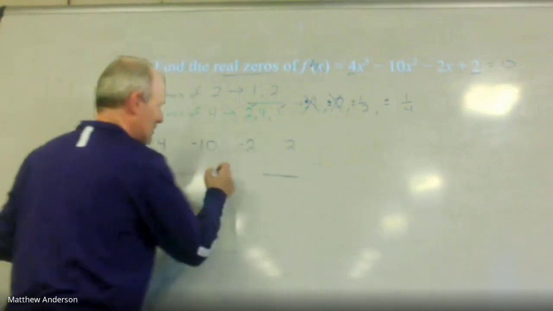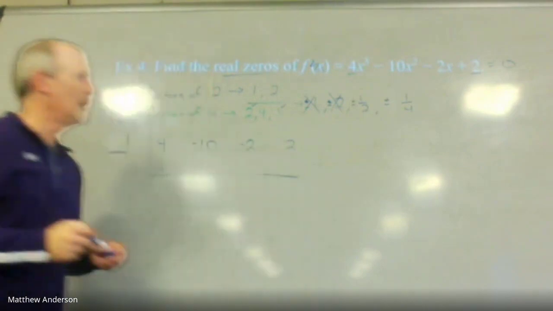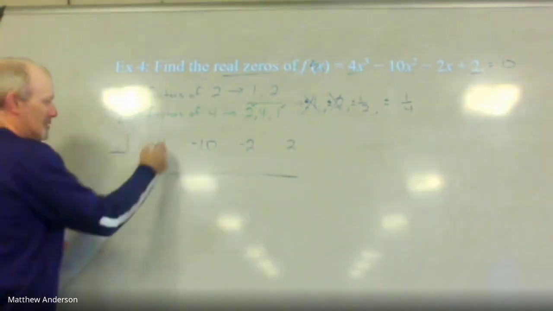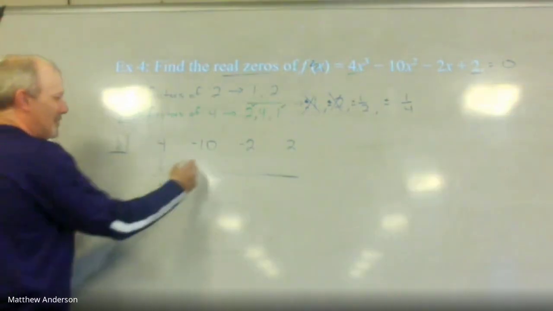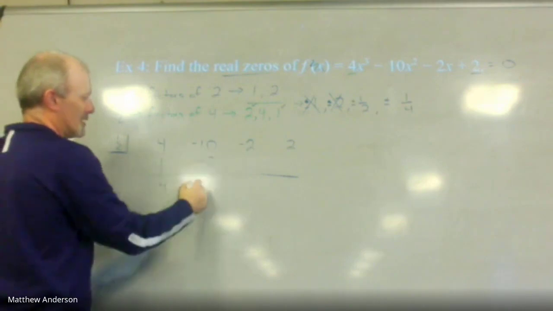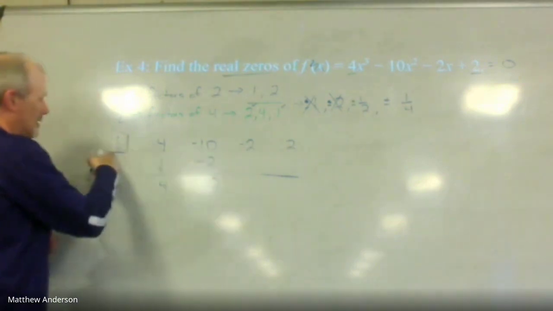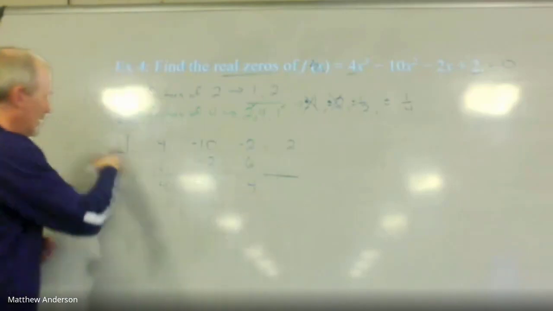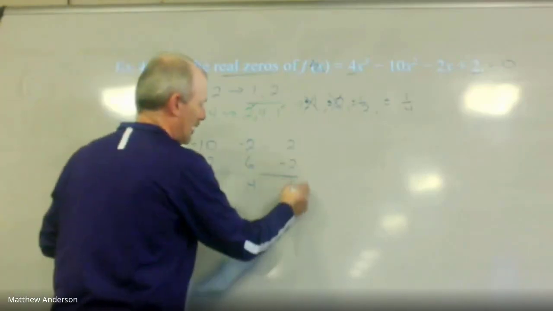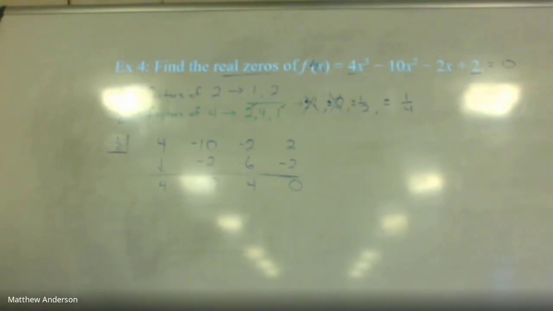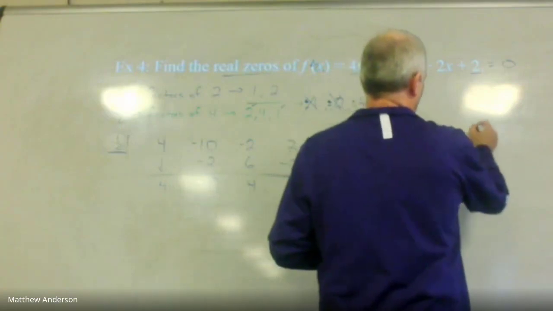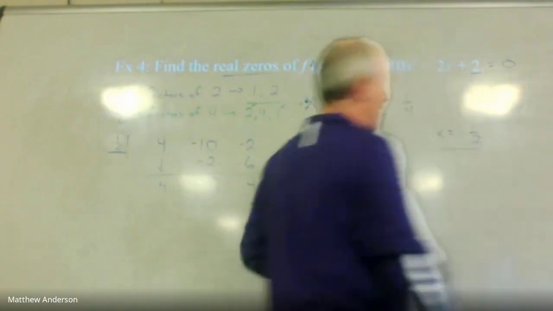So somebody choose another one. -1/2. So that's 4 times -1/2 is -2. This is -12. This will make 6, which gives us 4 and -2. Hey, that one worked. Okay, we got a 0 at the end. So x equals -1/2 is one of our zeros.